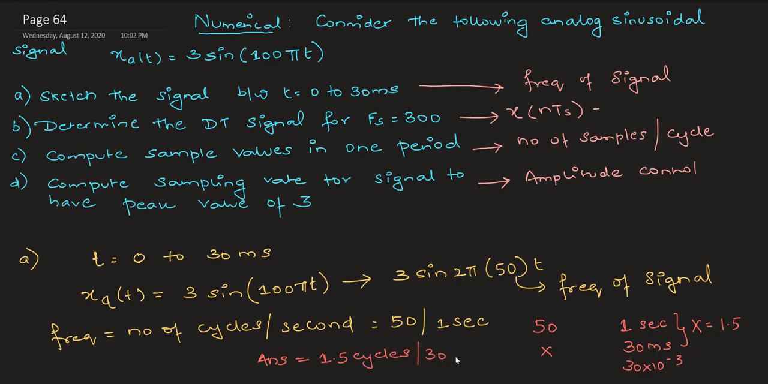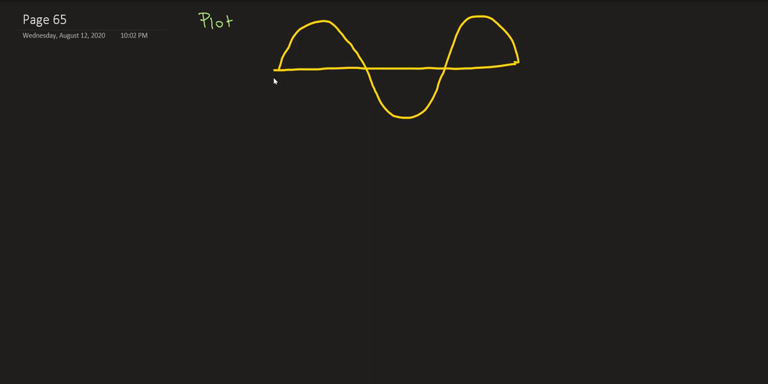So we can plot this. That is what the question is, to sketch the signal. If I am going to plot the signal, I'm going to have 1.5 cycles, which means I'm going to have a full cycle of a positive and a negative. This is my full cycle, and then I'm going to have another half cycle. So between 0 to 30 millisecond, this is your 1.5 cycles. That takes care of the first sub question.